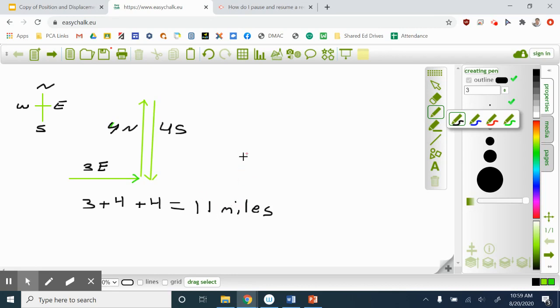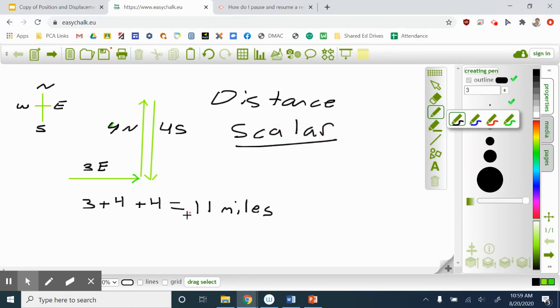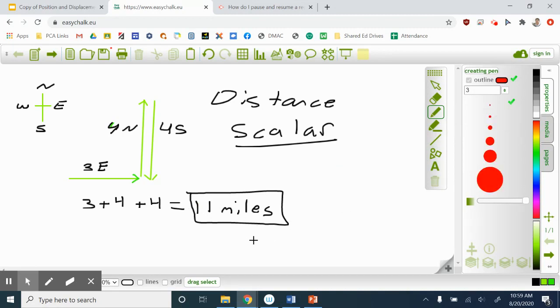Now, we said that distance is a scalar quantity. So when we record our answer, we don't need a direction. We just need a magnitude with units. While I have you here, in physics, if you record your answer, always include your units. And we'll get into that later. But always include your units, okay? Since this is scalar, we just have a magnitude plus whatever unit we're traveling. If this was kilometers, we would say 11 kilometers. But we're using miles, so we're going to say 11 miles.